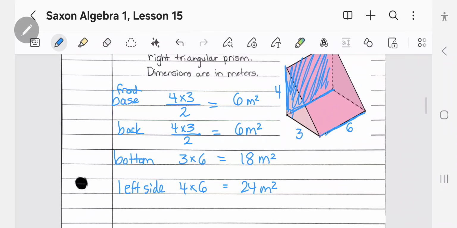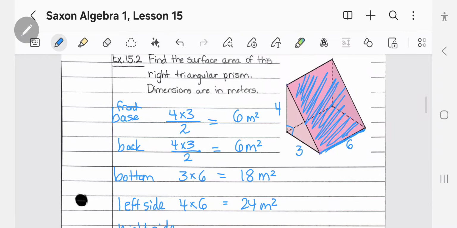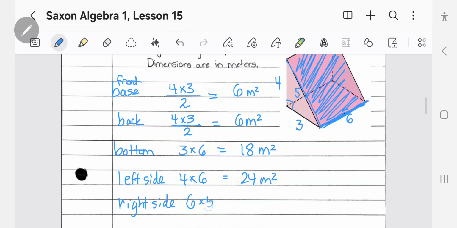And then we're going to have this one. Let me uncolor that. We did the bottom, this side here, we'll call that the right side. It is going to be 6 times, and what was this measurement here? I think I just colored over it. I believe it was 5, yeah. So this is going to be 6 times 5, which is 30. And we're not cutting that in half either because that is a rectangle.